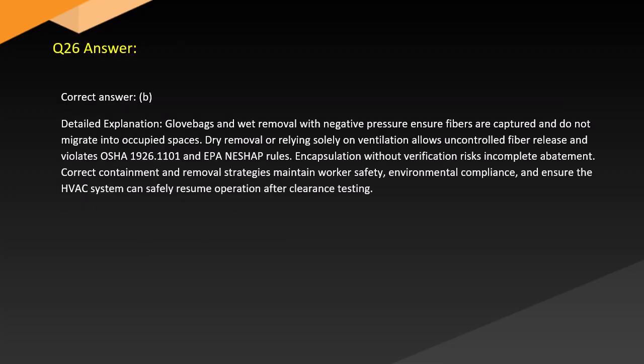Answer. Correct answer: B. Detailed explanation. Glove bags and wet removal with negative pressure ensure fibers are captured and do not migrate into occupied spaces. Dry removal or relying solely on ventilation allows uncontrolled fiber release and violates OSHA 1926.1101 and EPA-NESHAP rules. Encapsulation without verification risks incomplete abatement. Correct containment and removal strategies maintain safety, environmental compliance, and ensure the HVAC system can safely resume operation after clearance testing.